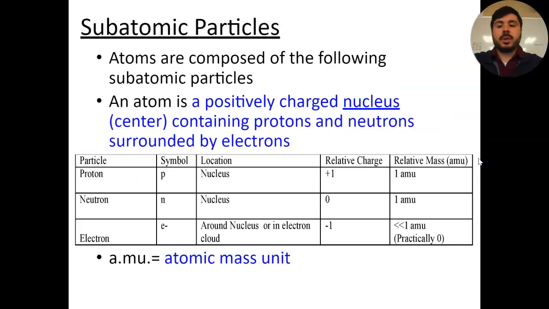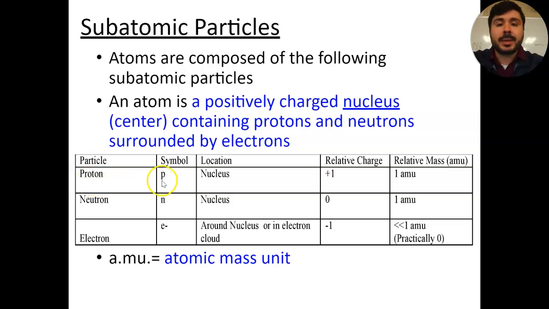Now, when we look at this table, let's go left to right. We've got particles, symbols, location in terms of where it's located in the atom, relative charge, because that's going to become important as we progress through this school year, and relative mass in a new unit called AMU. AMU basically stands for atomic mass unit.